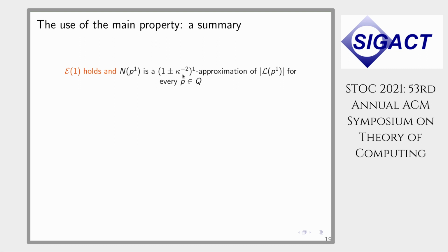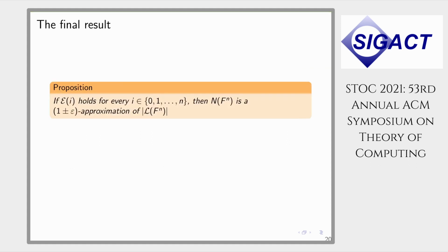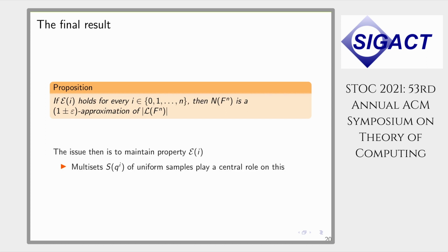So if somehow you manage to prove that E1 holds again, you will have good estimations again for the sets at layer 1. And from there, you conclude, by using exactly the same idea, that you will have good estimation for the states at layer 2, and you keep going, right? So this is essentially the main idea. The key issue here is that if you can prove that this property E sub I holds for every layer, then you will have a 1 plus minus epsilon approximation of the size of these sets of words, right? Okay, so then the issue is how to maintain this property E sub I, and the multi-sets of uniform samples play a central role in this.